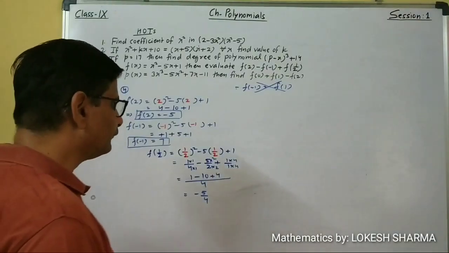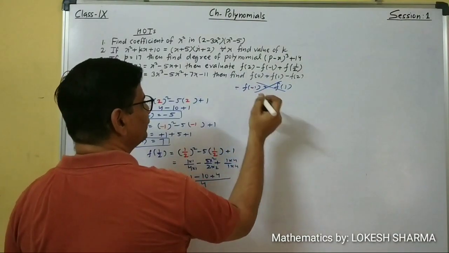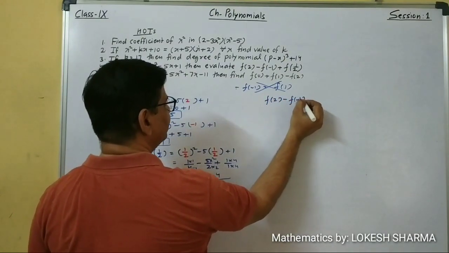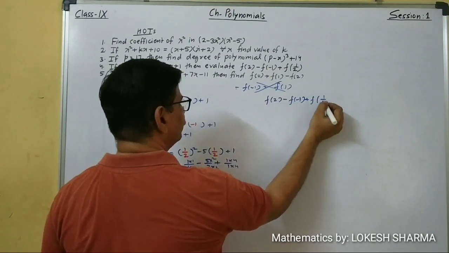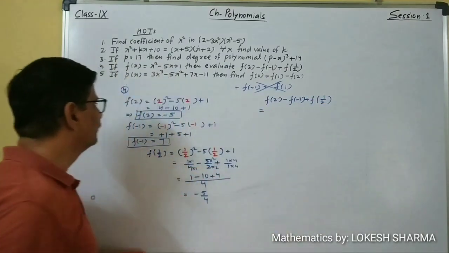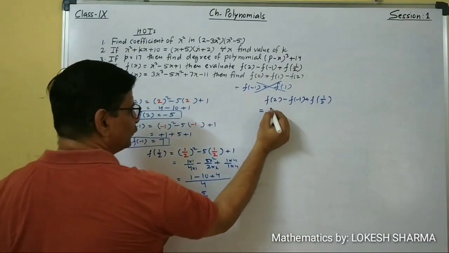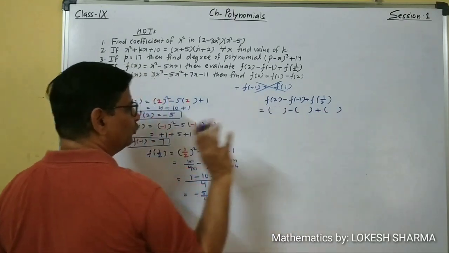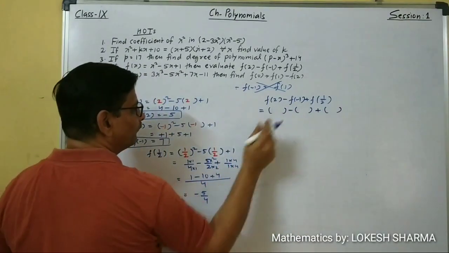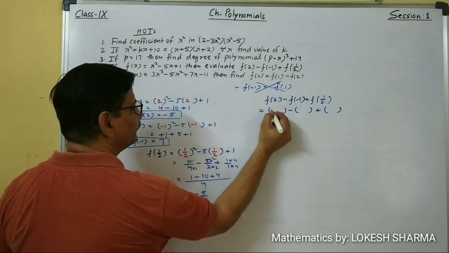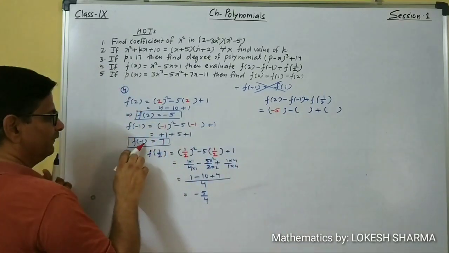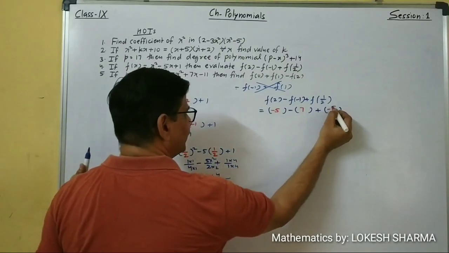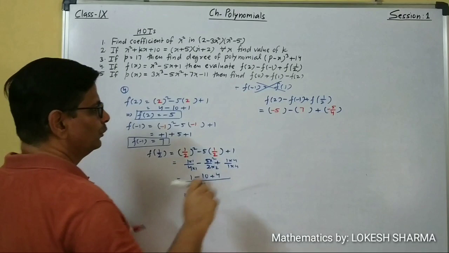Okay. Now we will put the values here: f(2) minus f(minus 1) plus f(1/2). Values are always put in brackets. So here the value of f(2) will be put, then here the value of f(minus 1), and here the value of f(1/2). So what is the value of f(2)? Minus 5. What is the value of f(minus 1)? 7. And what is the value of f(1/2)? Minus 5/4.